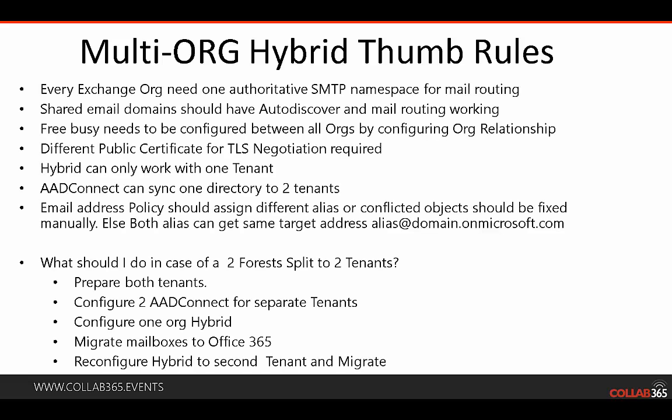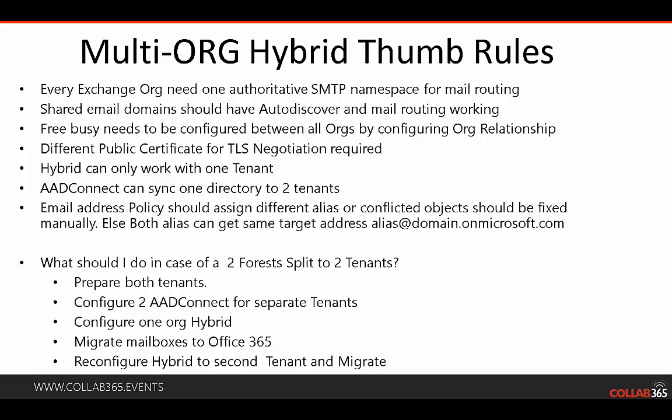Next slide is multi-org hybrid thumb rules. Every Exchange org needs one authoritative SMTP namespace for mail routing, else mail routing will not work properly from Exchange or from Office 365. Shared email domains should have autodiscover and mail routing working. Exchange Online or Office 365 will not cover that. FreeBusy needs to be configured between all orgs by configuring organizational relationship. That is a manual process between the forests that has to be done.